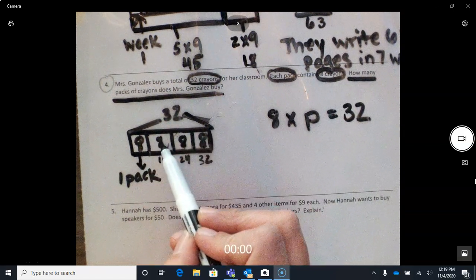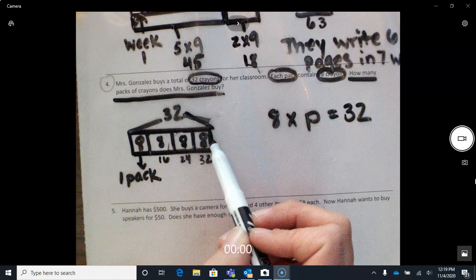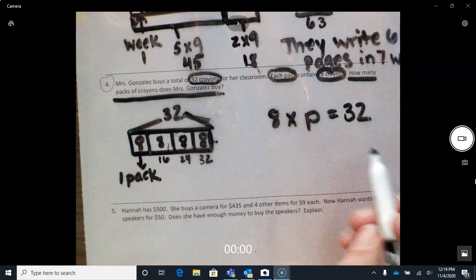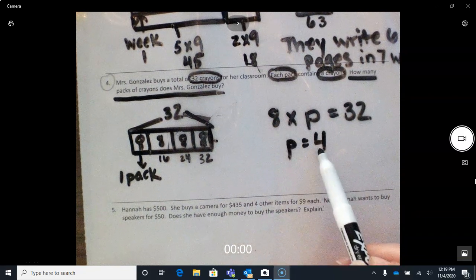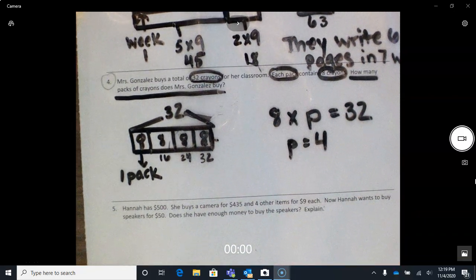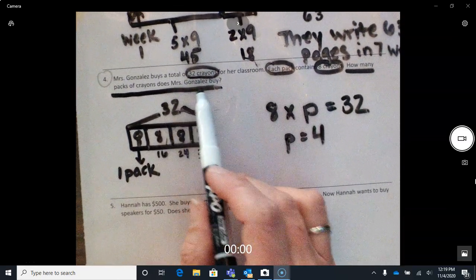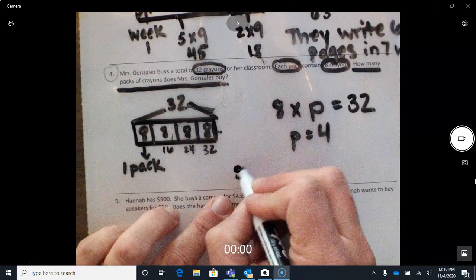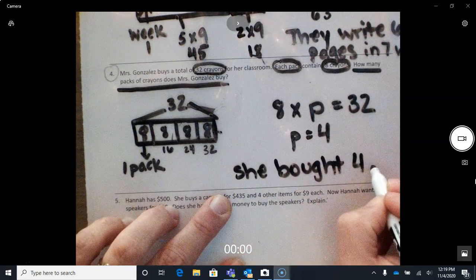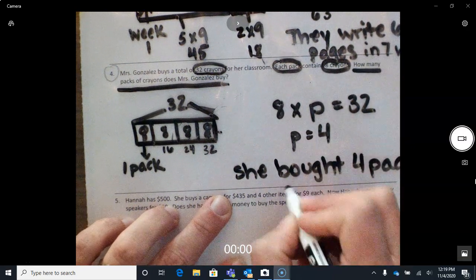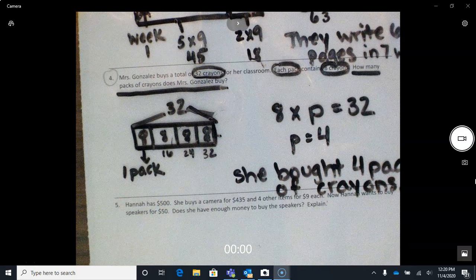We have 1 pack, 2 packs, 3 packs, 4 packs, sorry. And each one of my packs has 8 crayons in it. So we can say that P equals 4. And 8 times 4 equals 32. Good, so let's write our sentence. Our question was, how many packs of crayons does Mrs. Gonzalez buy? We could say, she bought 4 packs of crayons. Awesome job.